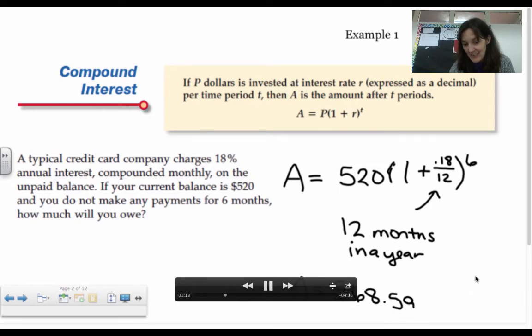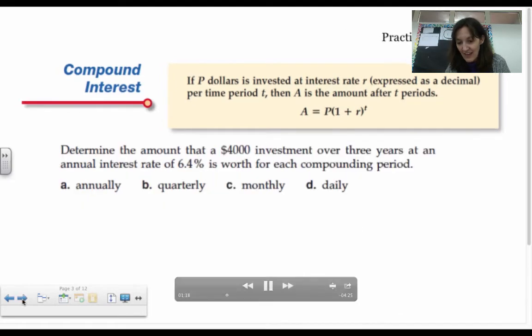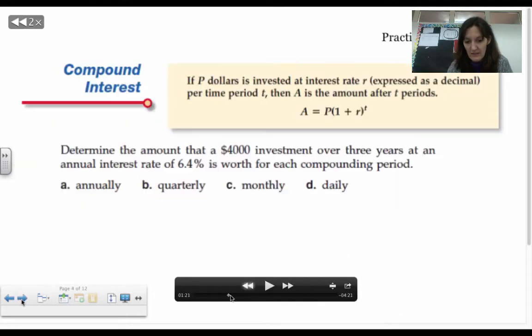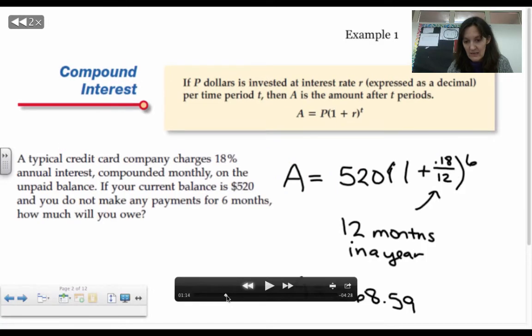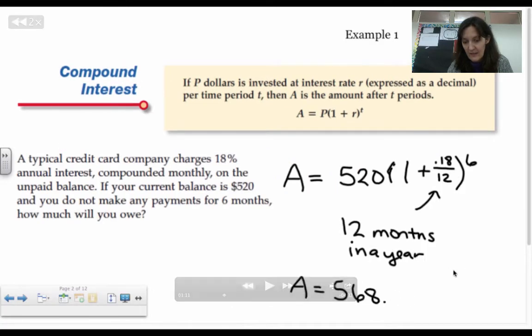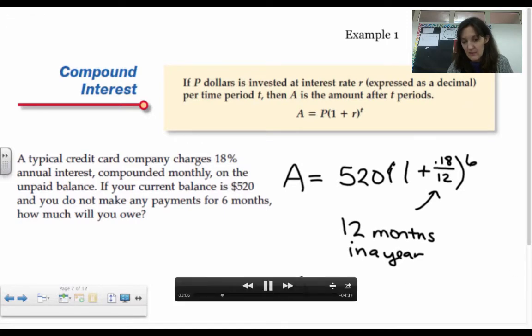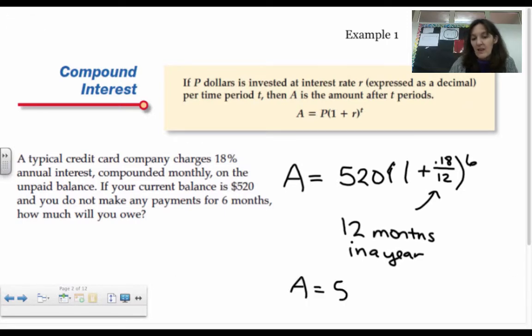So my answer is, there are some technical difficulties, but I think I'm going to like this better. It's 568.59. We can go back a little bit here so we can see this. Oops, now it's rewinding too fast. So here we'll see it. It's 568.59.